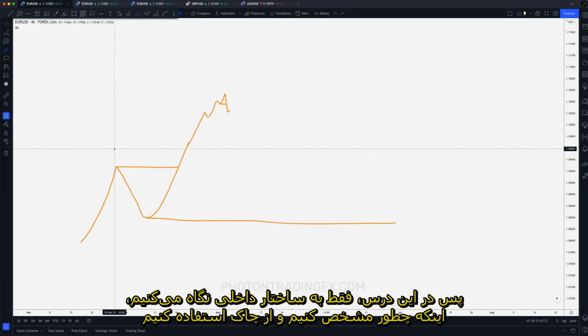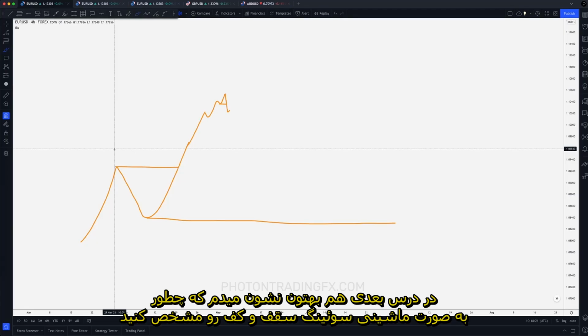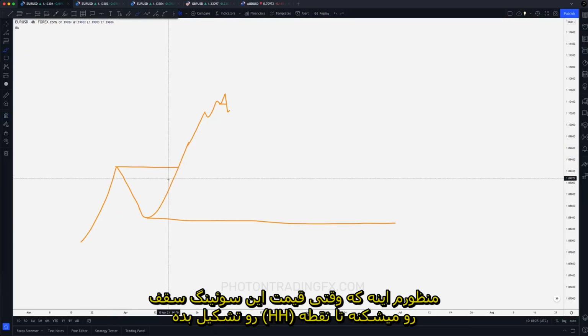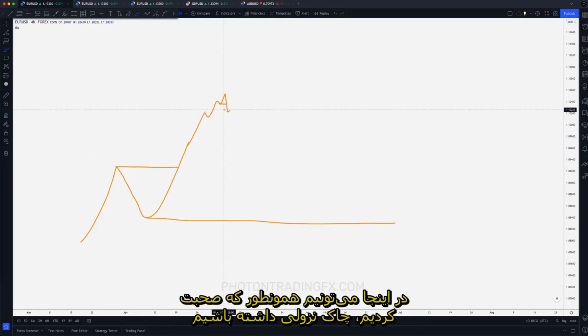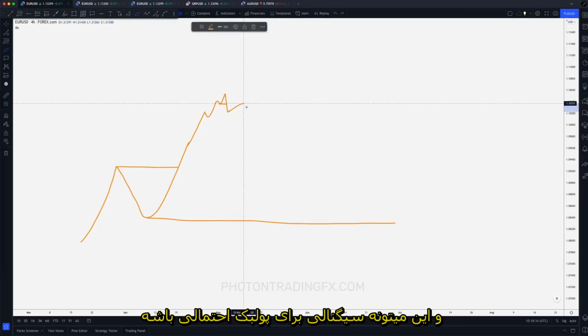So this lesson is going to be about purely looking at internal structure, how we map it, how we use change of character. Then in the next lesson, I'm going to show you how to mechanically define when your swing high and your swing low is. What I mean by that is when price breaks this swing high to form a swing higher high and it moves up, at this point we can get a bearish change of character here, like we have, and that can signal that potentially we're going to get that swing pullback, okay?